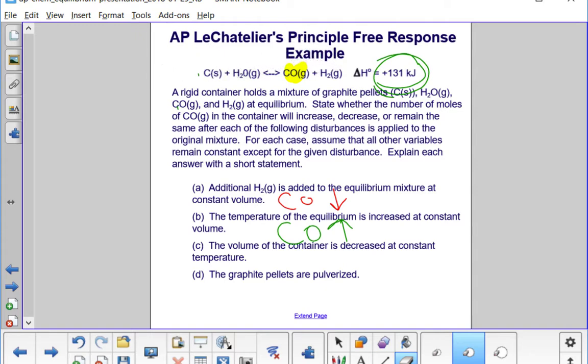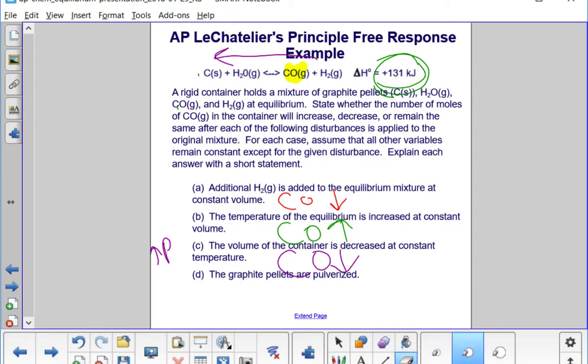All right, now letter C says that the volume is decreased, but a decrease in volume means an increase in pressure, okay? And an increase in pressure favors the side of the reaction with fewer molecules of gas. So an increase in pressure will favor the left side because it has fewer molecules of gas, which means we would see the CO concentration decrease.